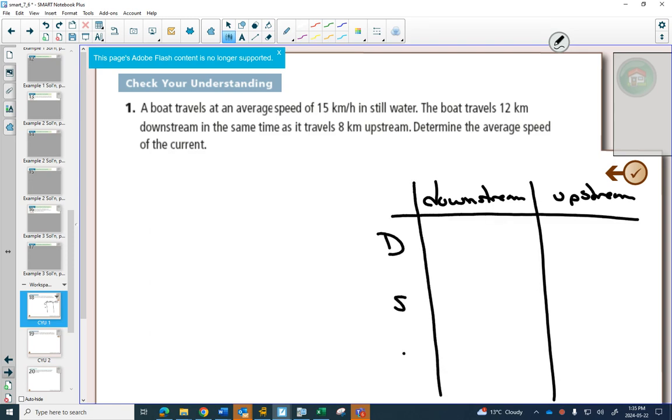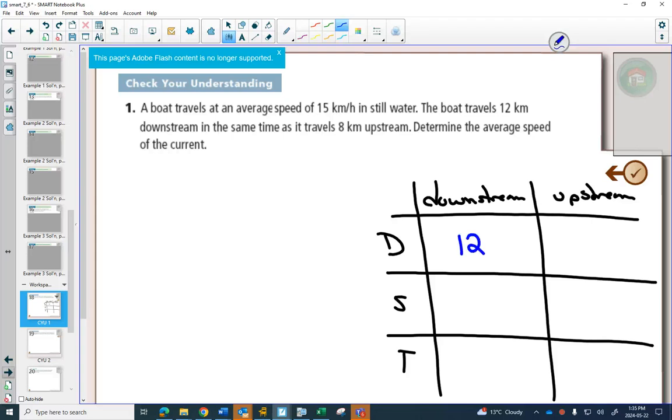Distance, speed, time. And we start filling in what we know. Do we know the distance that it travels downstream? Yes. That's 12. I can put a 12 in there, and the distance upstream is 8. What we don't know, and what we want to find, is the current.